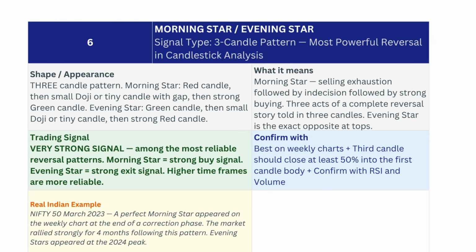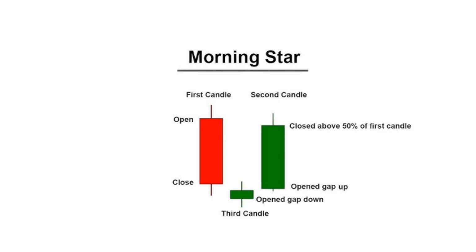Next, the morning star and the evening star. Signal type, reversal, a 3 candle pattern, the most powerful reversal in candlestick analysis. Shape, 3 candle pattern. Morning star: red candle, then a small doji or a tiny candle with a gap, then a strong green candle. Evening star: a green candle, then a small doji or a tiny candle, then a strong red candle.